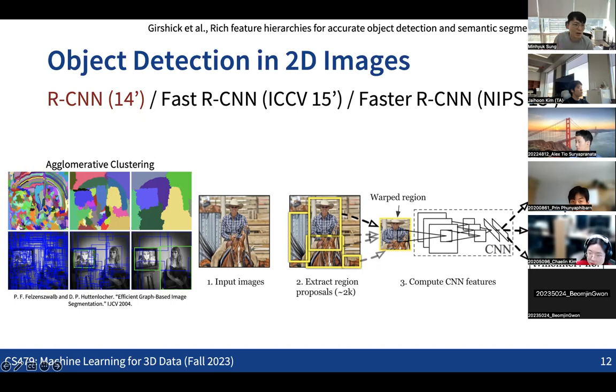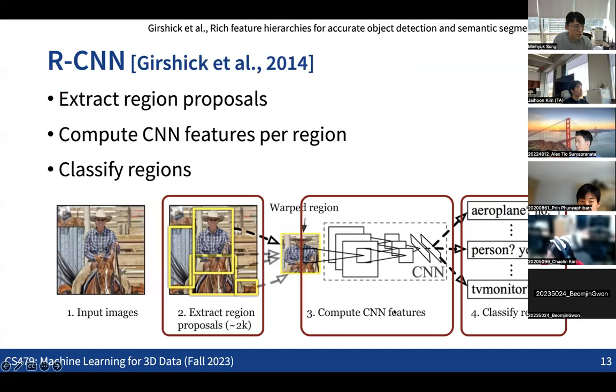What people have tried to do is employ a method which proposes some regions in the image. We utilize an existing algorithm that proposes many regions in the image. Then we treat each region as an individual image and feed them into the convolutional neural net so that we get classification scores for each region. So this is the very basic pipeline.